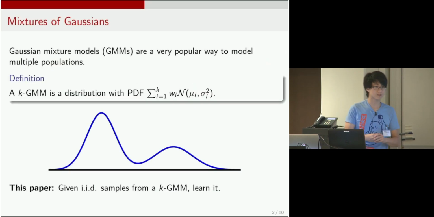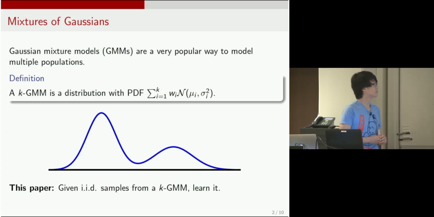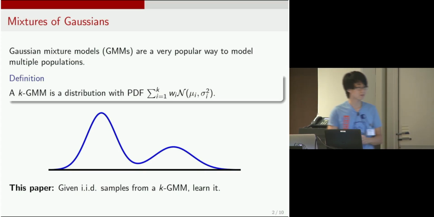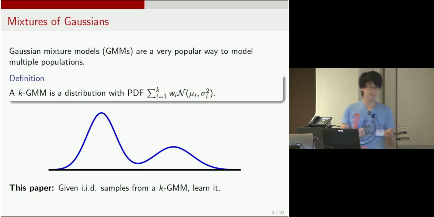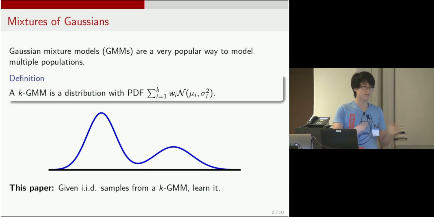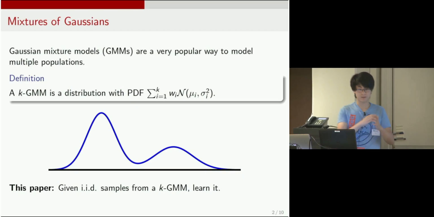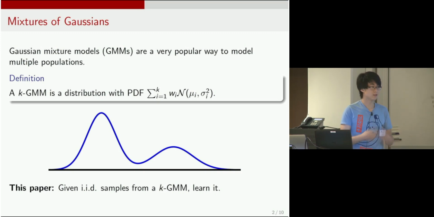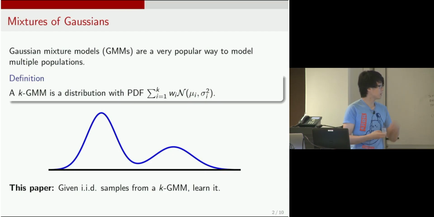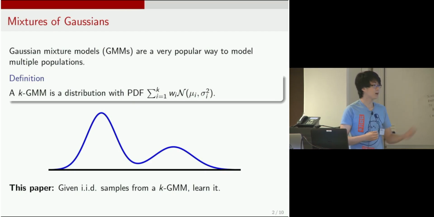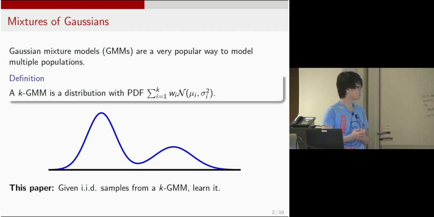Mixtures of Gaussians are a very popular way of modeling multiple populations. We've already seen some talks at this COLT. But intuitively, suppose you have some attribute, and you're drawing from not just one population, but multiple populations, and you model each single population. This attribute follows some Gaussian distribution. But now you're drawing from a mixture of these populations, so naturally your overall distribution is a mixture of these Gaussians. Formally, a k-GMM is just a distribution with PDF, a mix with mixing weights w_i of Gaussians with means mu_i and variance sigma_i squared. So they look like this.